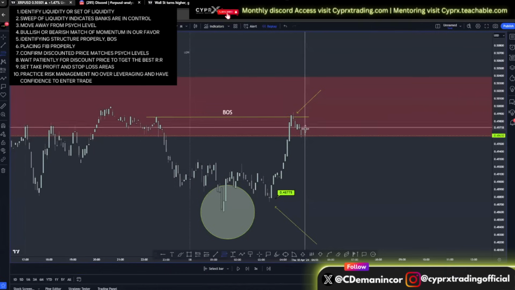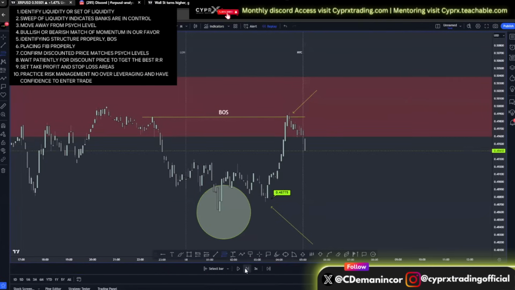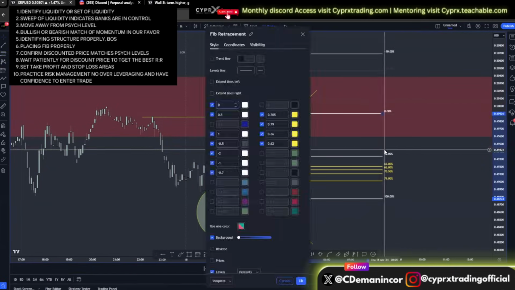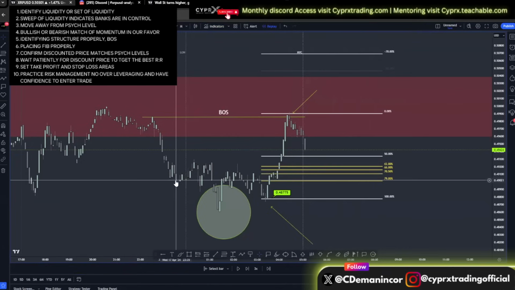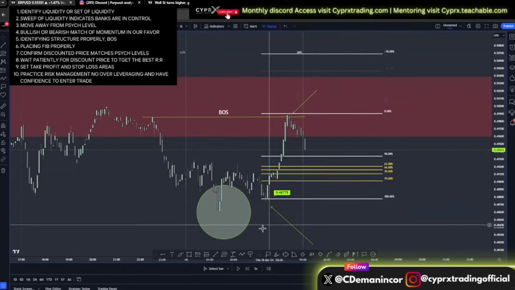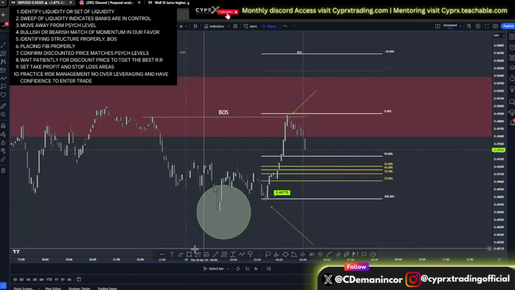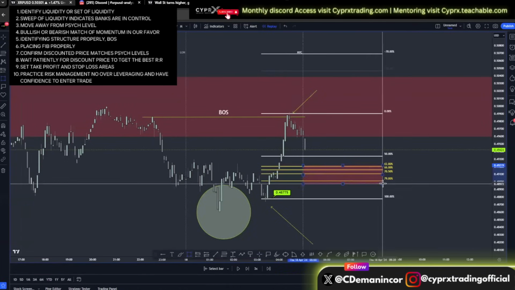So was this a 25% retracement? Not really. So let's play some more price action out. Is this a 25% retracement? Yes, it is. So that delivers a signal to me that it is now a good time to take my fib from the low to the high to gauge where I could potentially get into price. Now, the next thing to do is, number 7, confirm discounted price matches up with key psychological levels. Well, here, the 62 to 79% is going to be our area of interest where we're going to want to get into a discounted position.